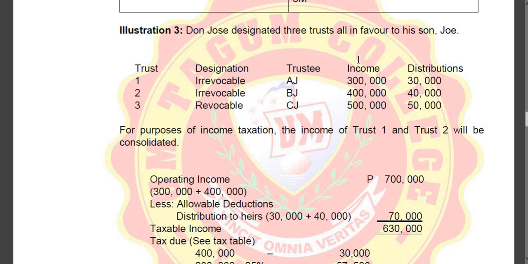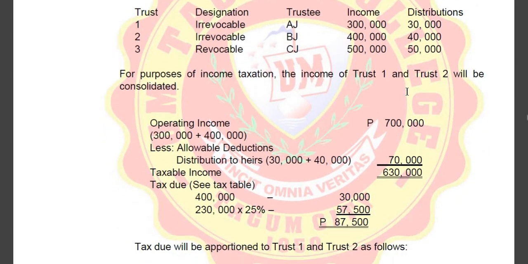The income of Trust 1, which is 300,000, has a distribution of 30,000 to Joe. Or a portion of the 300,000, which is 30,000, was distributed to Joe. And a portion of the 400,000 income of Trust 2, which is 40,000, was also distributed to Joe. Remember that a distribution to the beneficiary is a deduction in computing the taxable income of each trust.